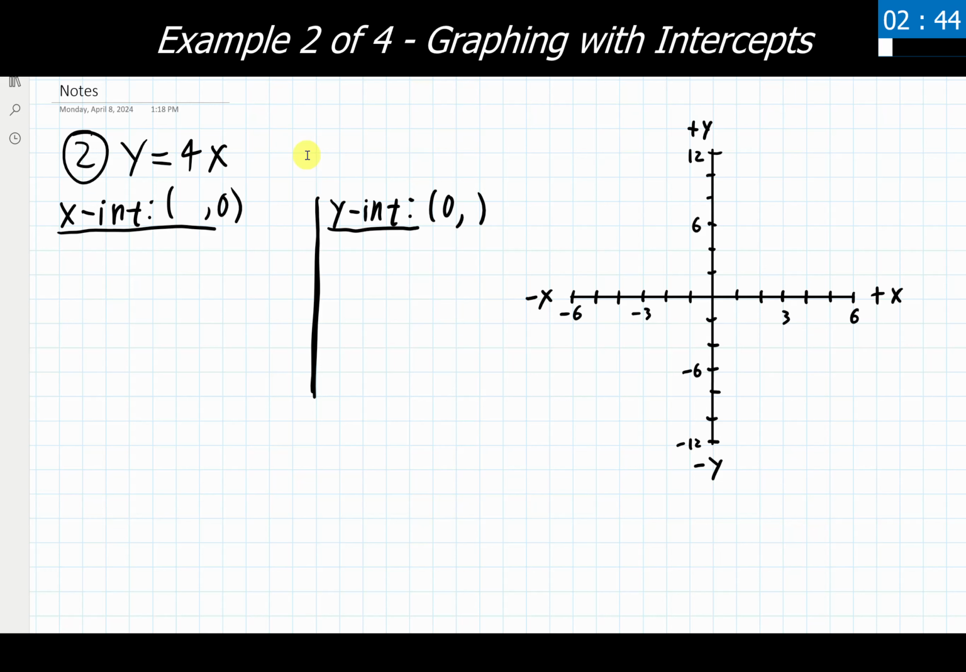Okay, so now that we have our setup for x and y intercepts, we're going to once again plug in zeros accordingly, solve for each of them, and then we'll start graphing this thing.